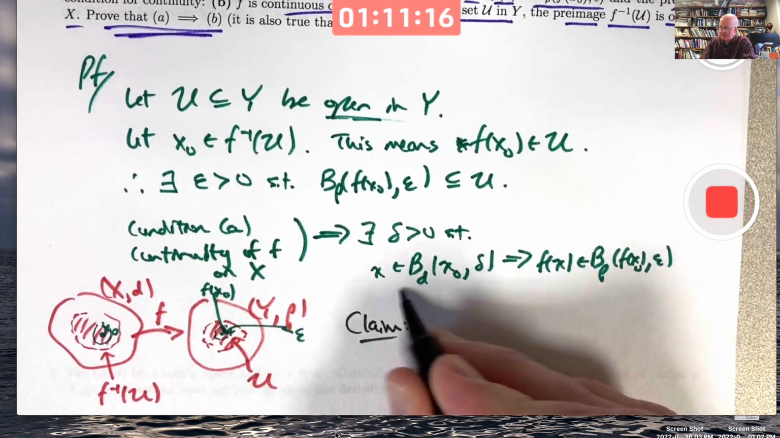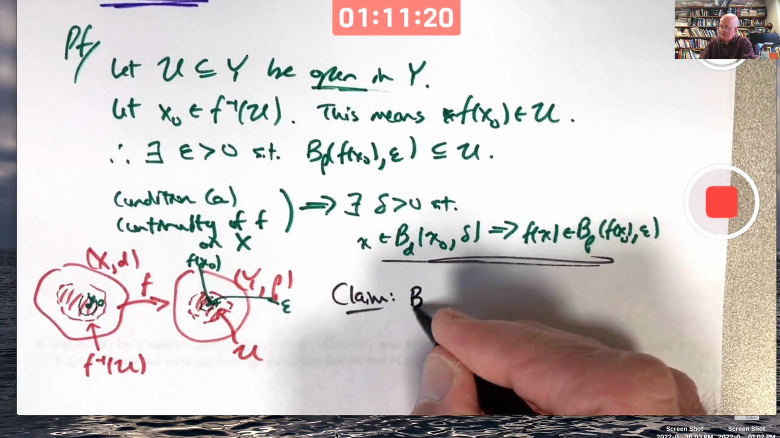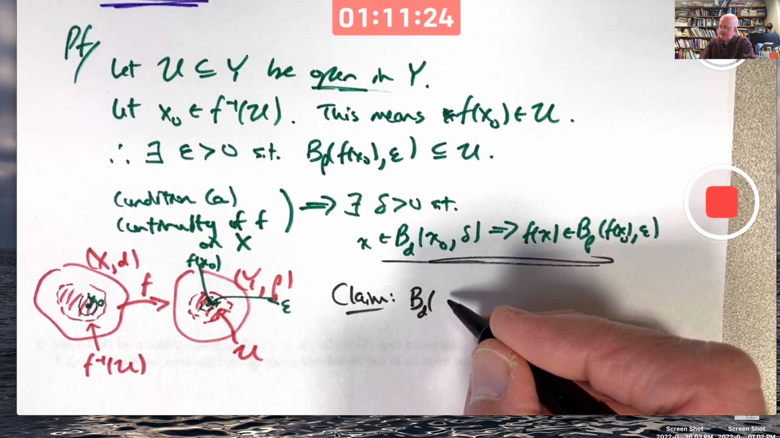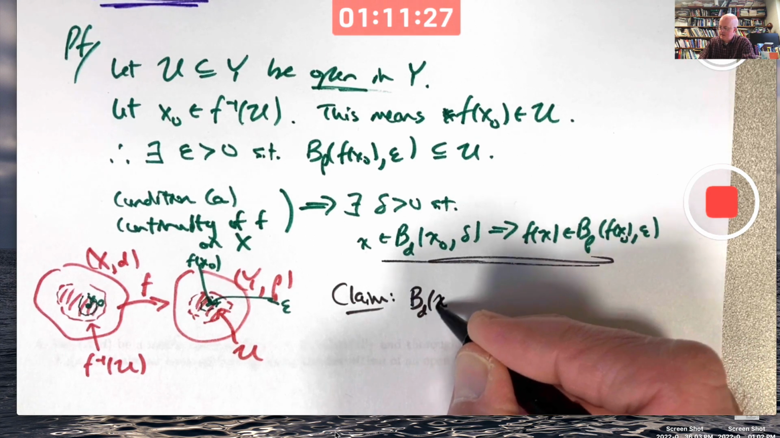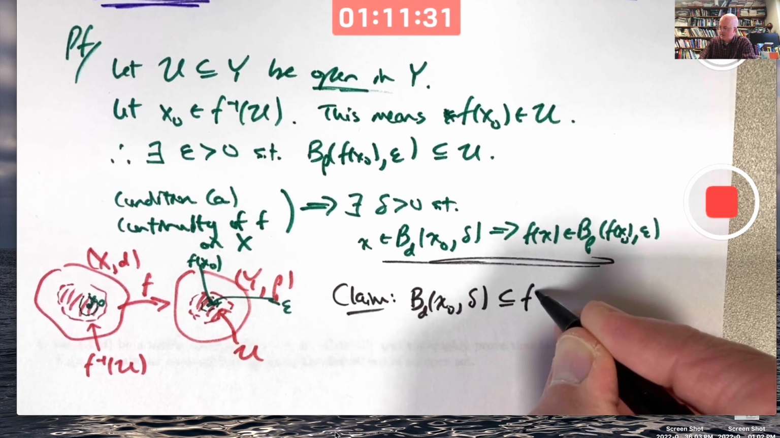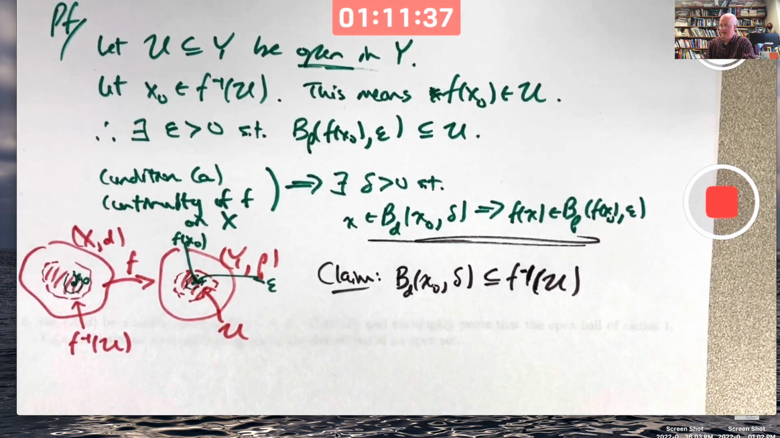And it's essentially this implication that proves the claim. The open ball of radius delta centered at x0 is a subset of the preimage, f inverse of U. And if we can prove the claim, we'll be done. And again, this implication essentially does it for you.